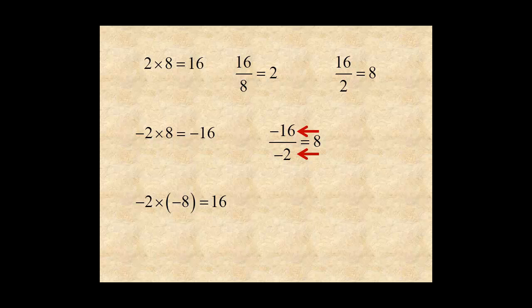Also, since negative 2 times negative 8 equals 16, you can see that 16 divided by negative 2 is equal to negative 8, which shows the quotient of a positive and a negative number is negative.